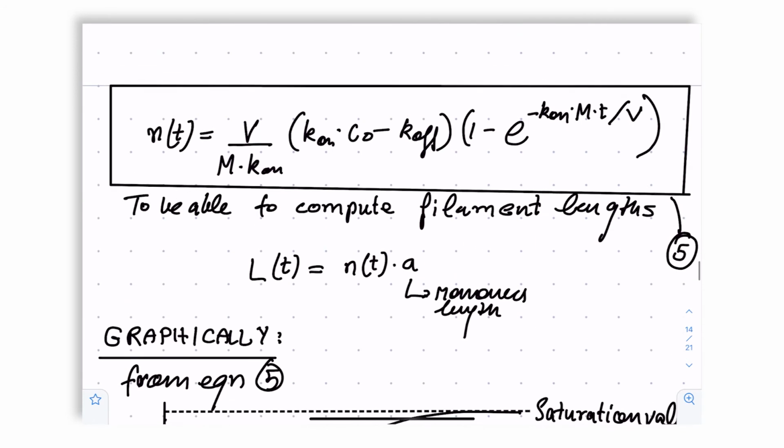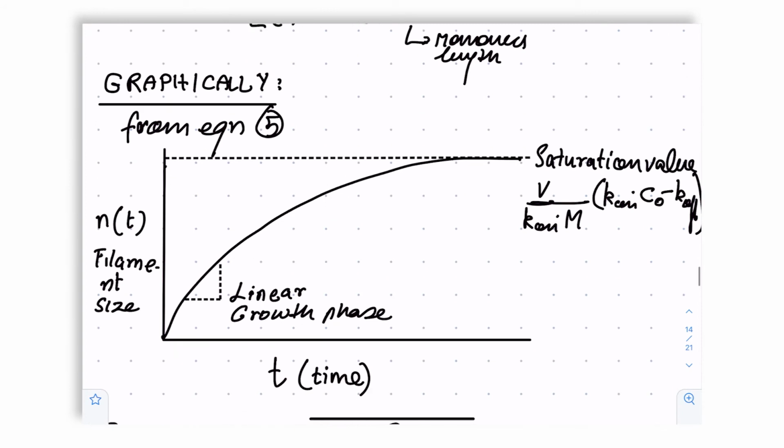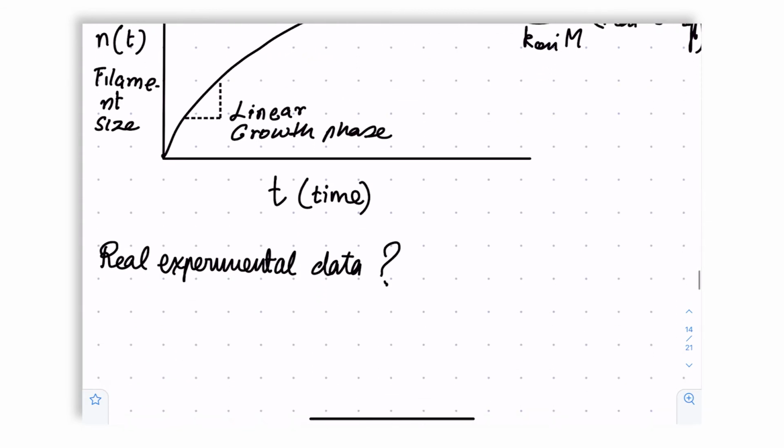So from this equation 5, this so-called complete solution, we can now graph it and get something that looks like a saturation curve. In the initial phases, we have a linear growth phase, and in the saturation phase, we have a value which it converges to, which turns out it can be actually written out as v times k on upon m, k on c naught minus k off in brackets.